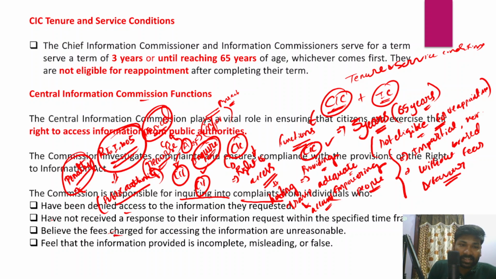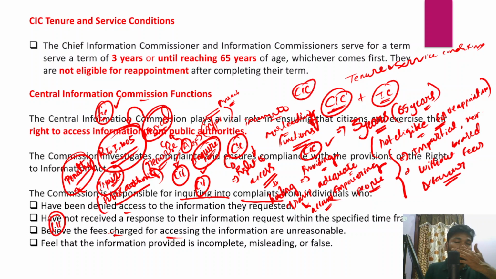So if the Central Information Commission believes that the fee charged for accessing the information is unreasonable, if any public authority demands a fee which is an excess amount, then also the Central Information Commission would start an inquiry on the matter. And any public authority which has provided incomplete, false, or misleading information, in all those cases, the Central Information Commission would play a very important role. So ultimately it ensures that the citizens have access to the information that they have sought, right?